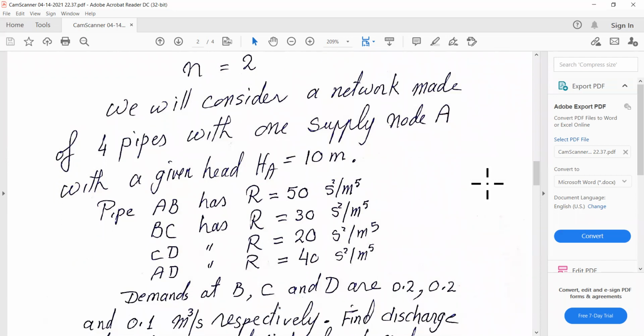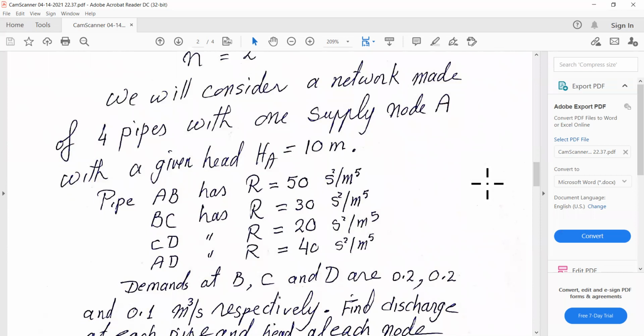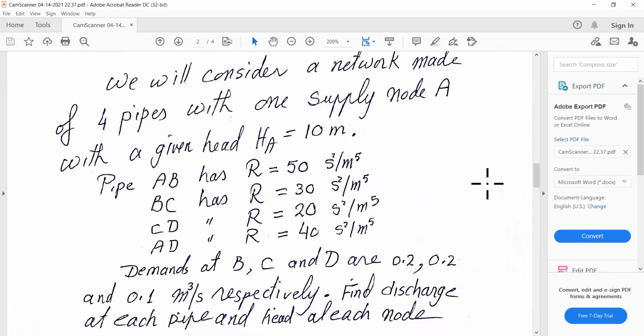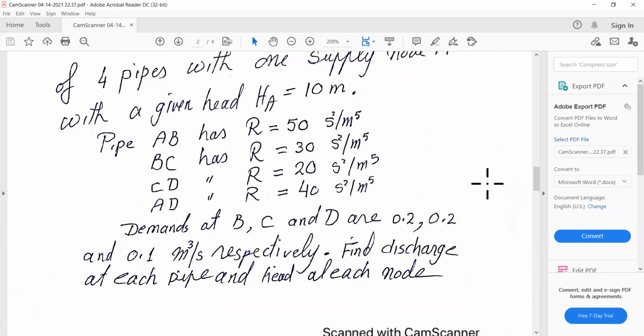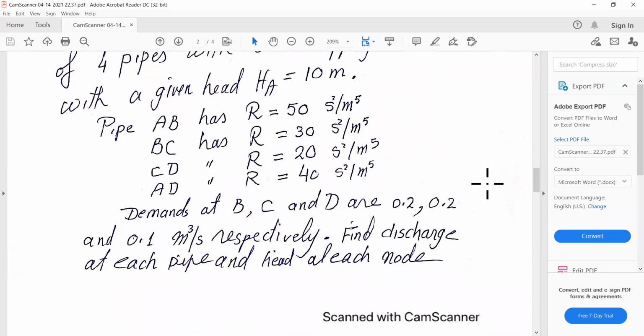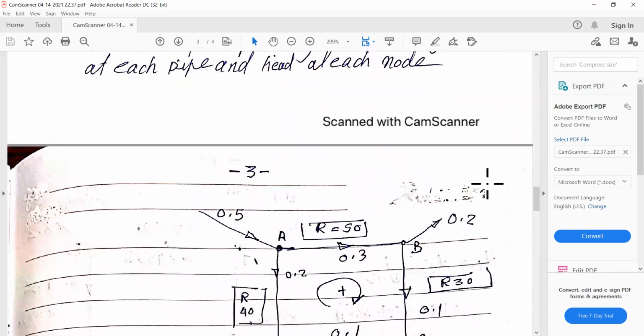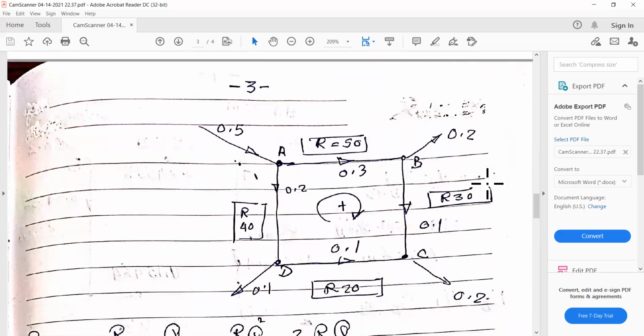Demand at B, C, and D are given 0.2 meter cube per second, 0.2 meter cube per second, and 0.1 meter cube per second, respectively. We need to find the discharge at each pipe and the head at each nodal point. Okay, now I have this loop.